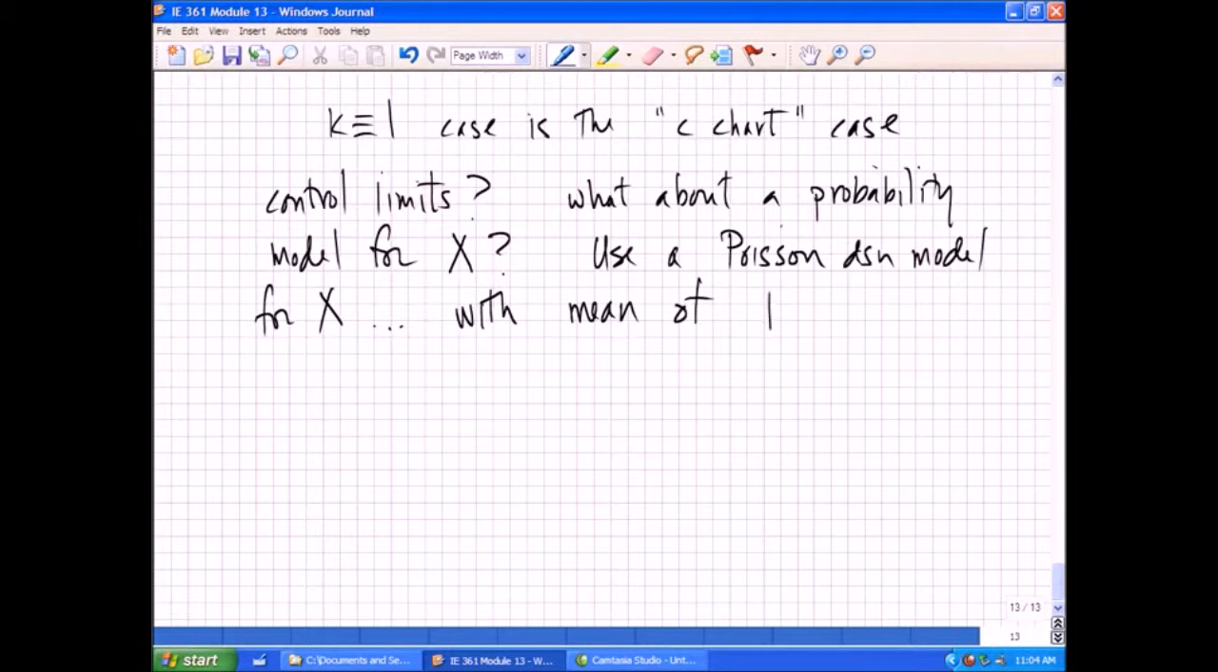involve k somehow, and the way we're going to do this is to say that the mean of x is k times lambda, where this lambda is some kind of a per inspection unit rate of nonconformities.